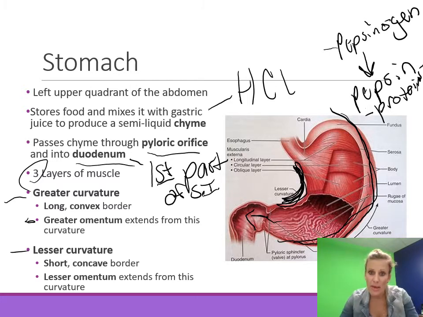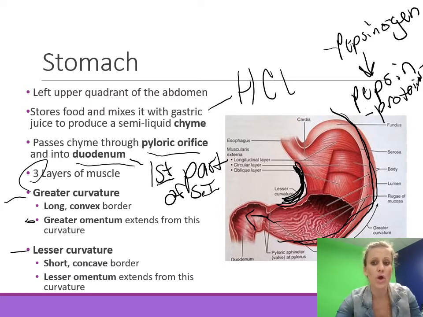So the greater omentum, we said, extends from the greater curvature, and then it connects to the diaphragm and the spleen. It extends down and fuses with the peritoneum of the transverse colon and the mesentery that we'll see is present around the small intestine. Okay, so it extends from the greater curvature to multiple other organs.